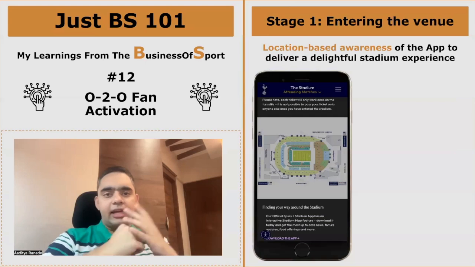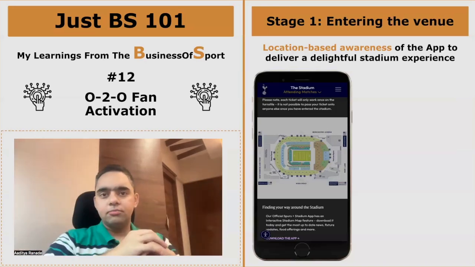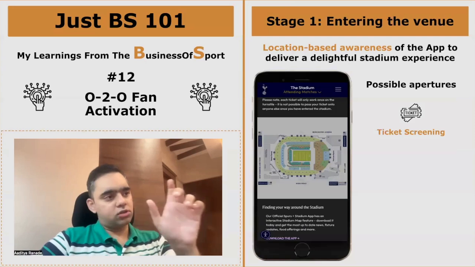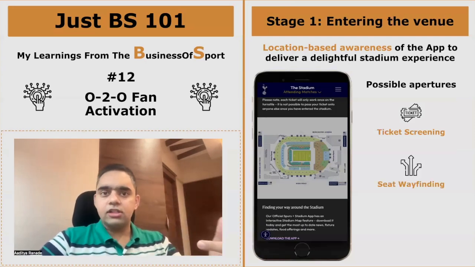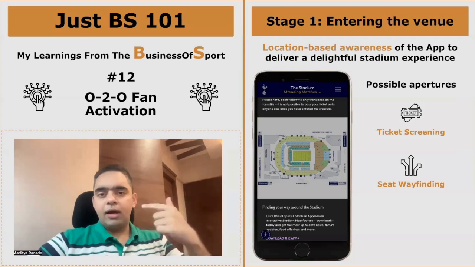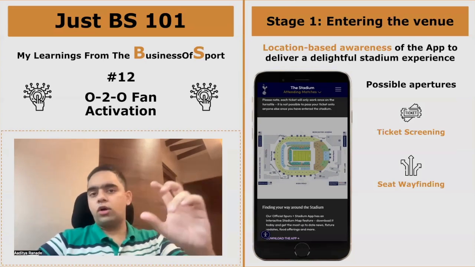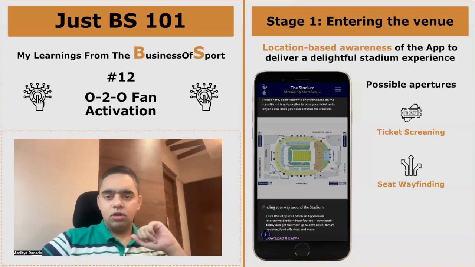Location-based awareness enables a mobile application to start delivering delightful experiences for fans right from the moment they enter the geo-fence of a particular stadium. Starting with the obvious ticket screening, fans can simply use the app to scan their tickets and gain access. The next challenge is finding your seat. A mobile application can give you a guided tour to get to your seat in the shortest possible time. An example of that is what we are seeing on the screen with the Tottenham Hotspur app.